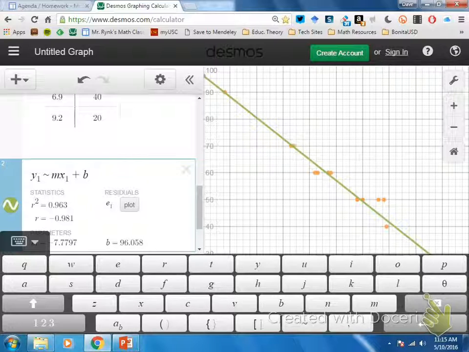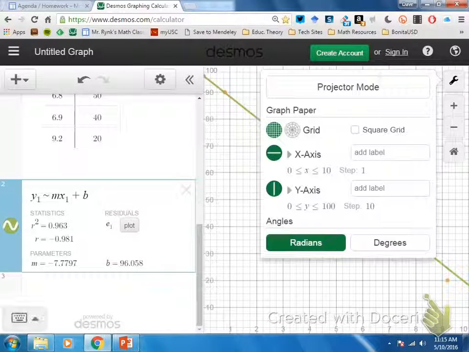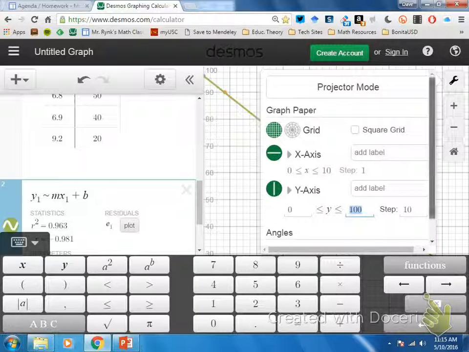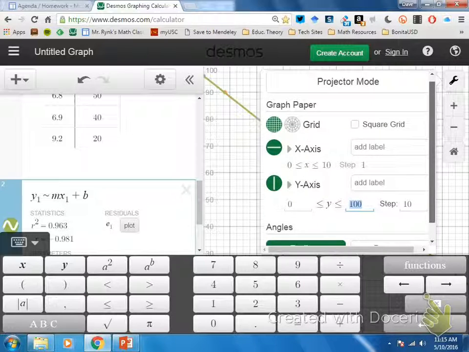Okay, now step 4. What does step 4 say, everyone? Adjust the scale on your calculator. What's the smallest number in the x's? 0.8. So we'll keep the x-axis at 0. What's the largest number? 9.2. What's the biggest number we should go up to? 10. Okay, what's a good step? 1. Good. Let's go to the y-axis. What's the smallest number? 20. So let's start with 0 anyways. Go up to what number? Okay, why don't we just go up to 100 on this one? Is that good?